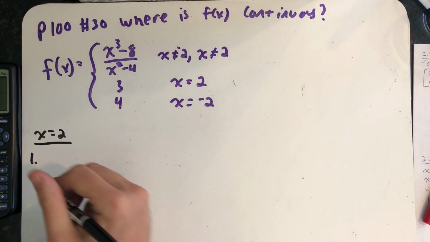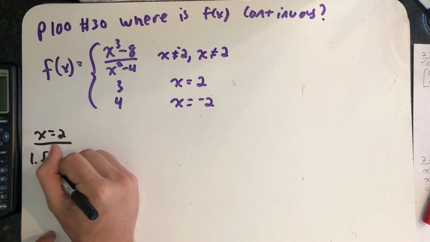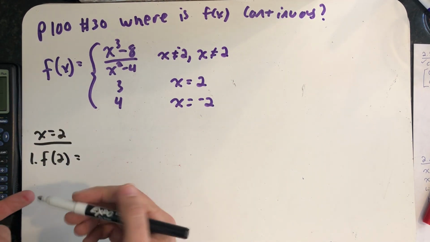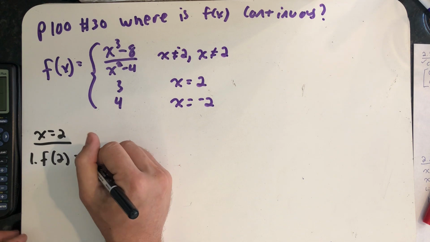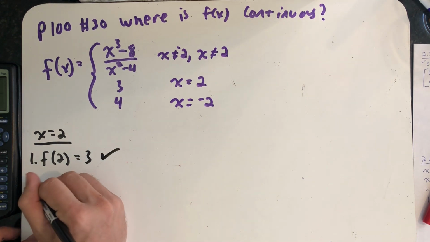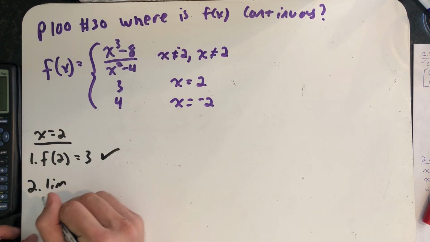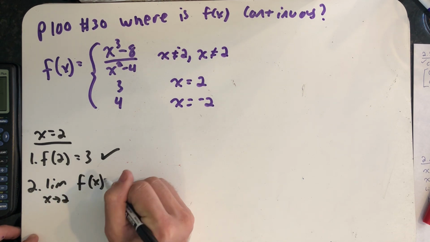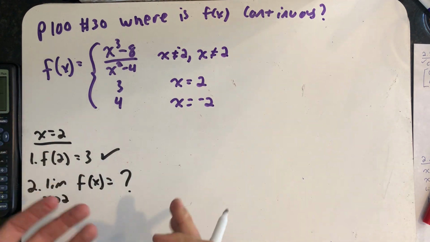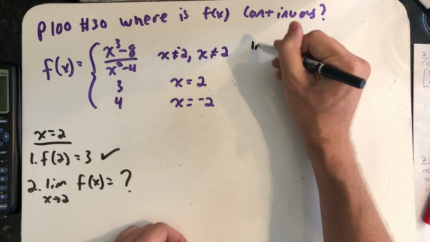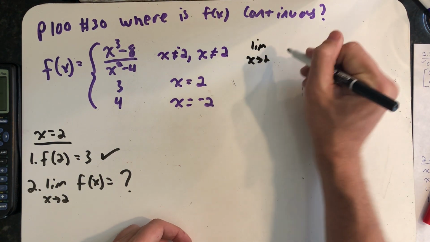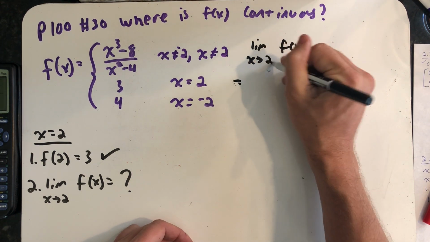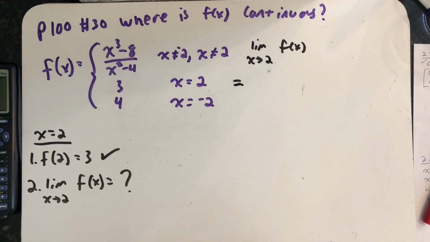The first part of the continuity test is, does your function exist at the particular x you're looking at? And ours does. When x equals 2, y is 3. The next part is, does the limit as x approaches 2 exist? All right, well, we need to look at our function and figure that out. We're taking the limit as x approaches 2 of f of x, and we have to figure out if this exists. Can I evaluate this until I get a real number?